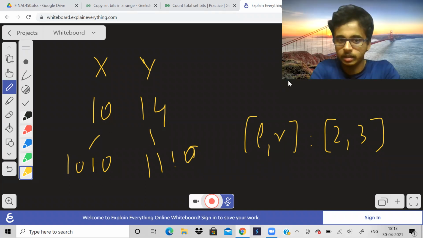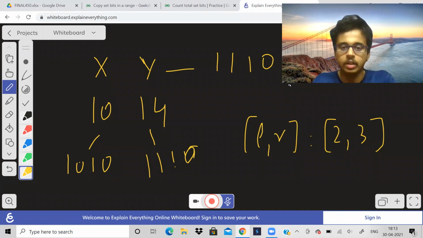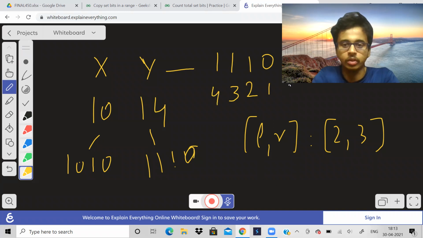Now what does the question say? See, let me write binary representation of y here. So binary representation of 14 is this. Okay. Now we have to check the set bits in the range 2 and 3. What is this range? Position. So this is position 1. We start from the least significant bit, and this is position 2, this is position 3, and this is position 4. Okay.